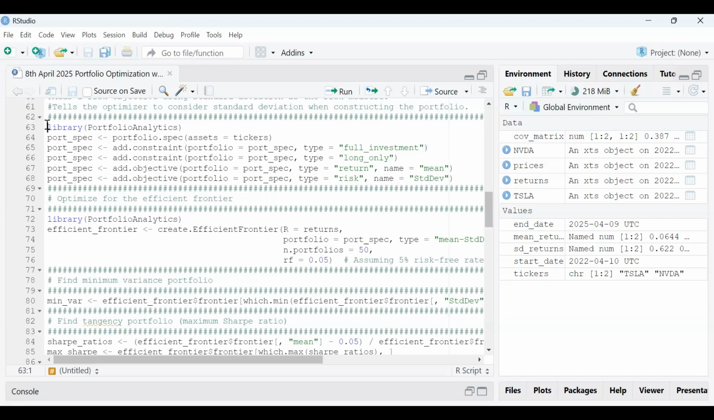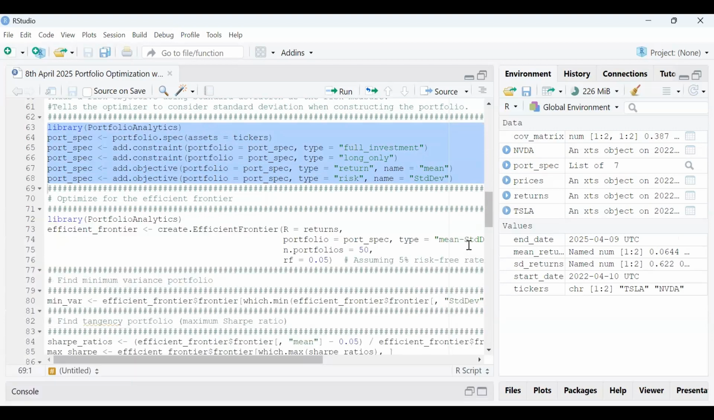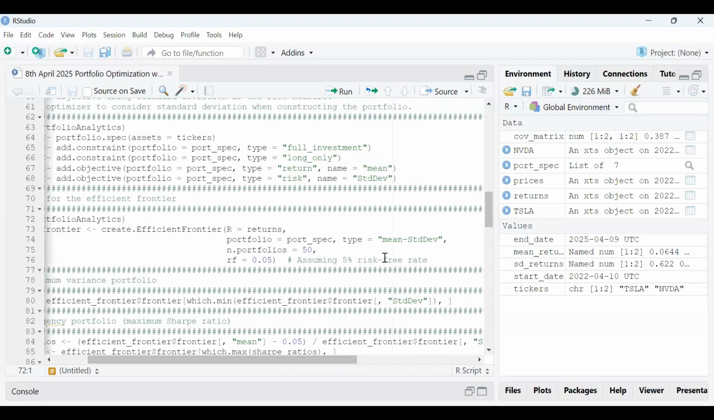So let me run my setup or my optimization setup. So I do have that one here. So now that I have my optimization setup, I want to create the efficient frontier. So to create the efficient frontier, I specify here that the portfolio should be set up based on the constraints I have above here.